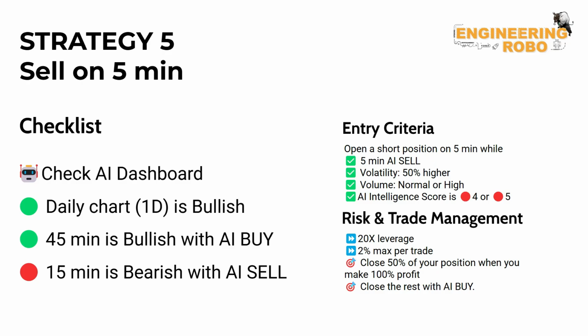How would you enter this? Open a short position on the 5-minute whilst you see a 5-minute AI sell signal. Volatility has to be 50% or higher on the 5-minute time frame. Volume needs to be normal or high and the intelligence score is a red 4 or red 5. This will ensure that sentiment is negative and the volatility and the volume will carry that trade downwards on this one.